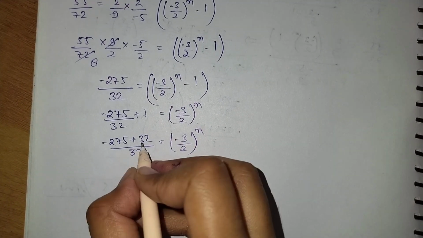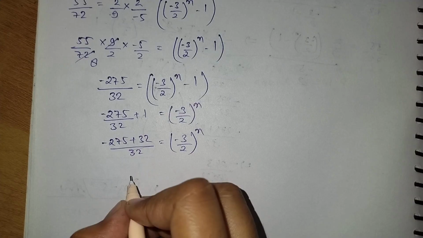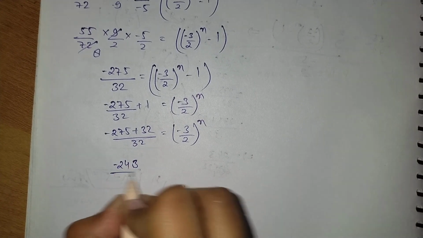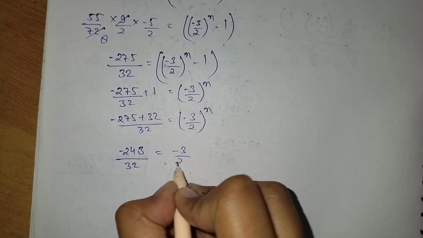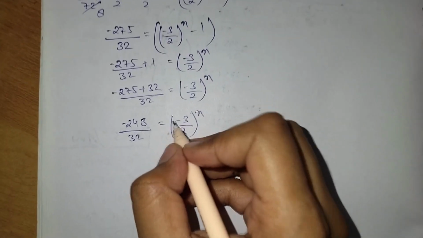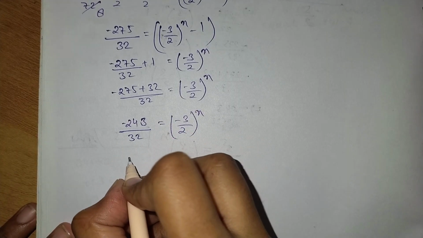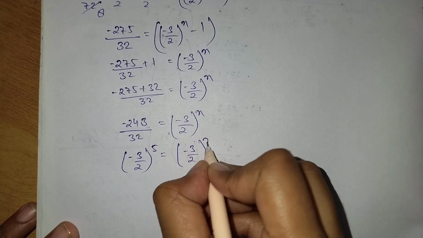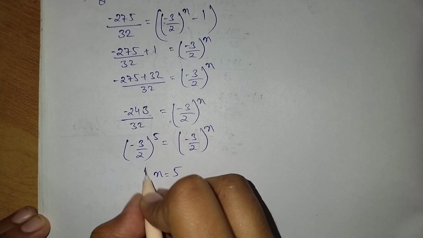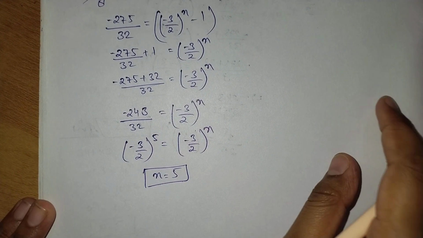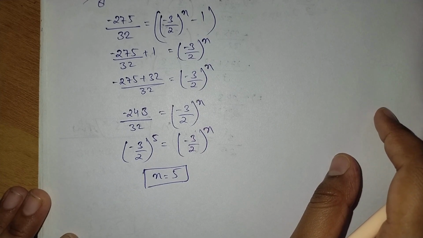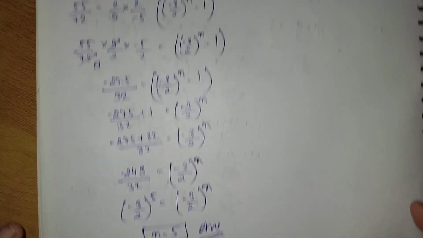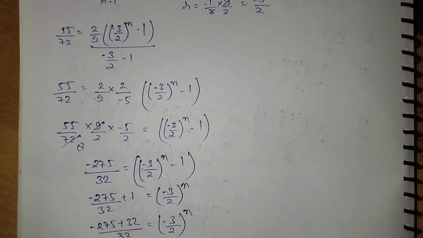So here we will get, on solving, minus 243 upon 32 equals (minus 3 by 2) to the power n. So if we write this part, we are simply getting (minus 3 by 2) to the power 5 here, as (minus 3 by 2) to the power n. On comparing, n is equal to 5, which means the number of terms needed to make the sum 55 by 72 of this given geometric expression is 5. So this is the final answer of question number 5, and this is the given solution of question number 5.